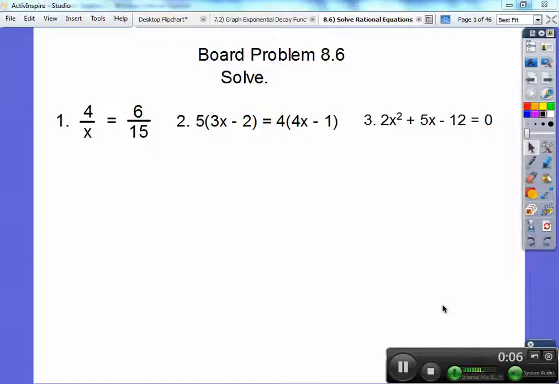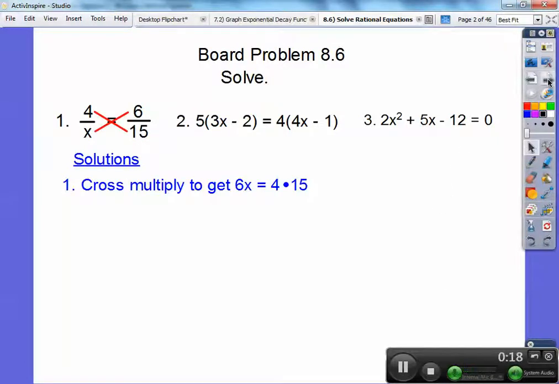Let's first do board problem 8.6, and this lesson will be an Algebra 2 lesson on solving rational equations. Okay, let's go ahead and begin with this. I'm going to go ahead on number 1 and cross multiply. Whenever you have a fraction equaling a fraction, you can cross multiply. So 6x equals 4 times 15, which is 60, so x equals 10.